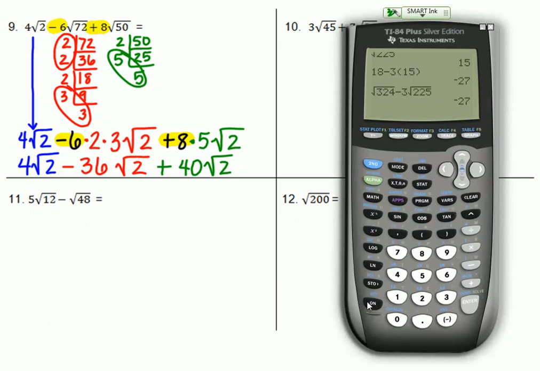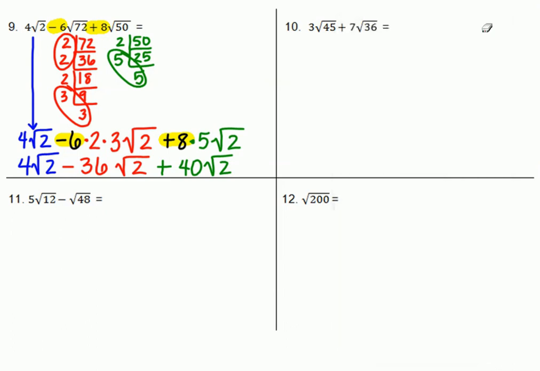We have a +4, a -36, and a +40. That combines to make 8. So our final answer is 8 square root of 2. Number 10, same type of problem. Let's try to simplify the square root first.